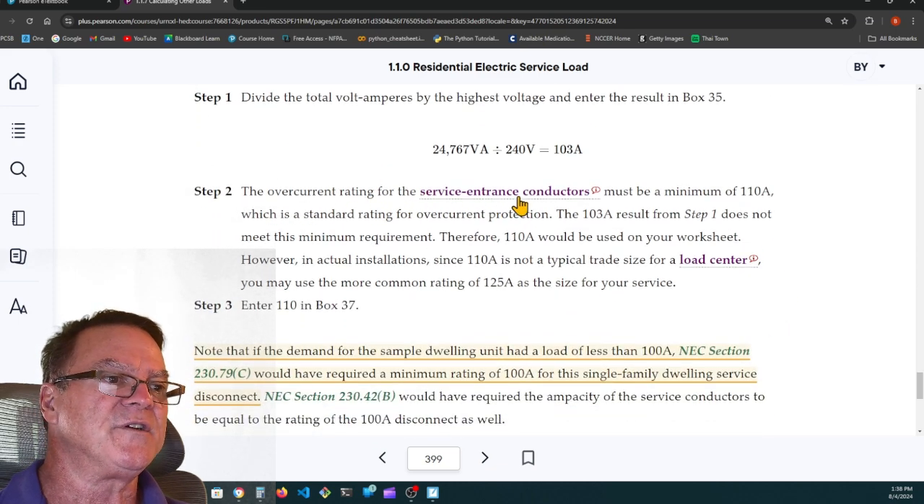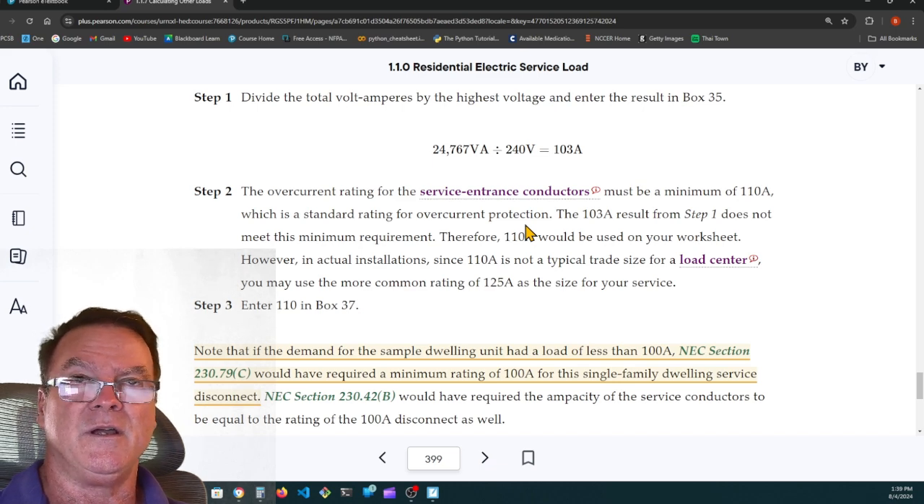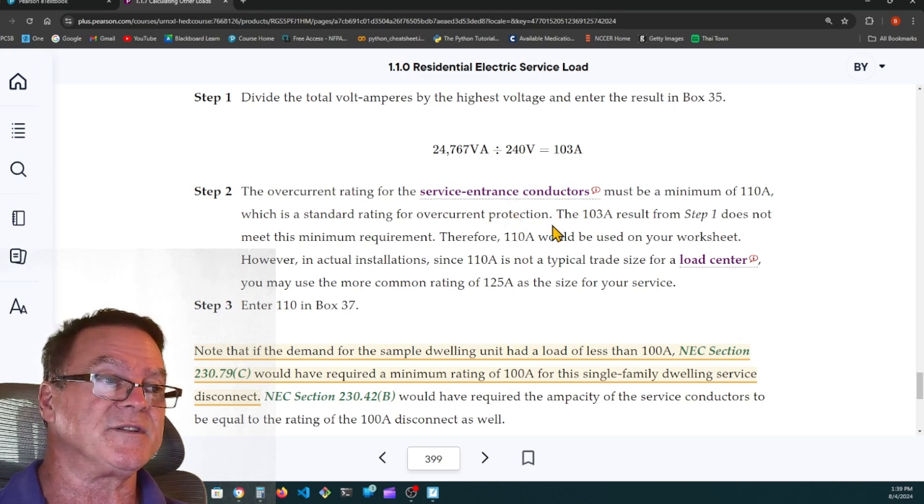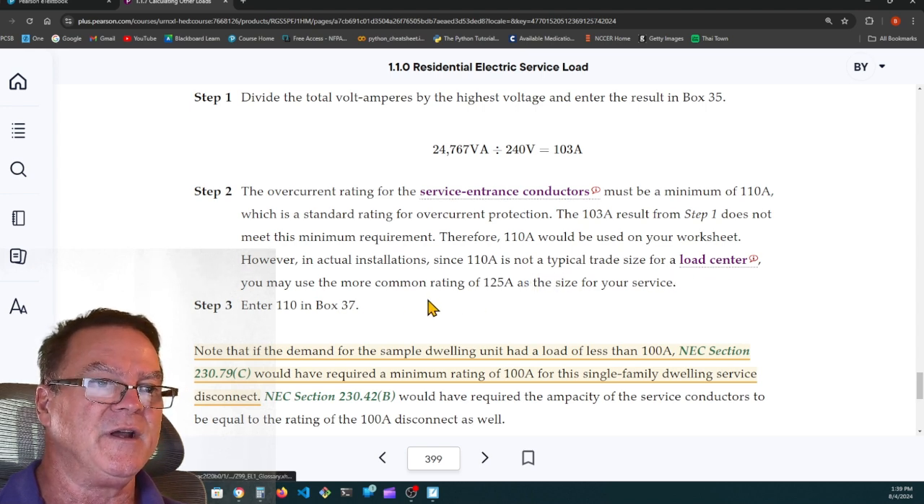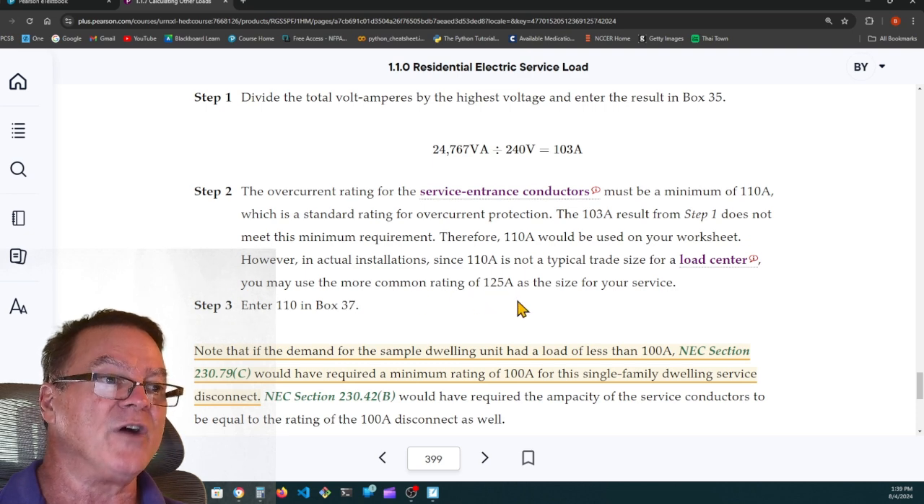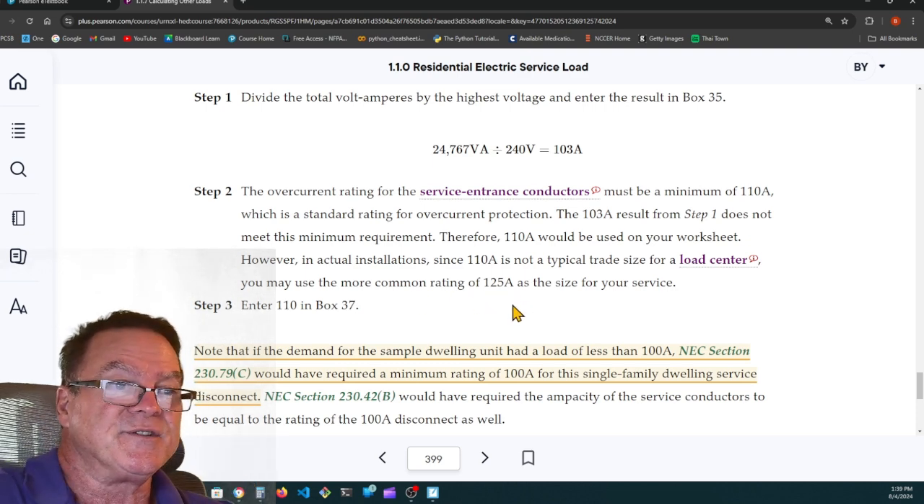The overcurrent rating for the service entrance conductor must be a minimum of 110 amps, which is a standard rating for overcurrent protection. You can find those in 240.6 if you don't know what the standard sizes are. Look it up in 240.6 in the code. 103 amps result from step 1 does not meet this minimum requirement. Therefore, 110 amps would be used on your worksheet. However, in actual installations, since 110 amps is not a typical trade size for a load center, you may use the more common rating of 125 amps as the size of your service.